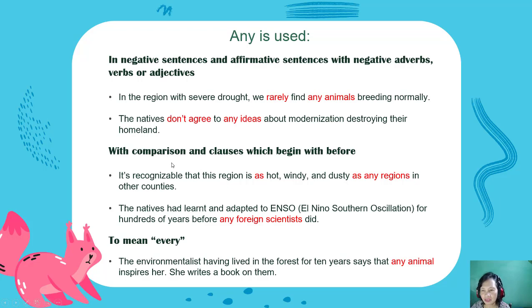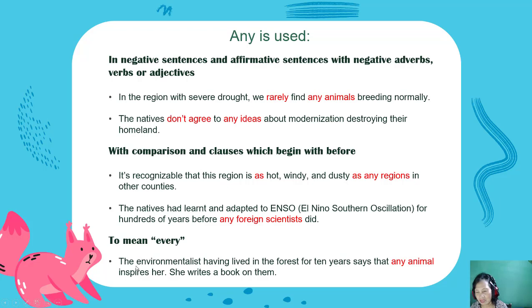With comparison and clauses which begin with before. It is recognizable that this region is as hot, windy, and dusty as any regions in other countries. So as shows comparison, as any regions. The natives had learned and adapted to El Niño's southern oscillation for hundreds of years before any foreign scientist did. So it is after the word before, any foreign scientist. And then any can also mean every.